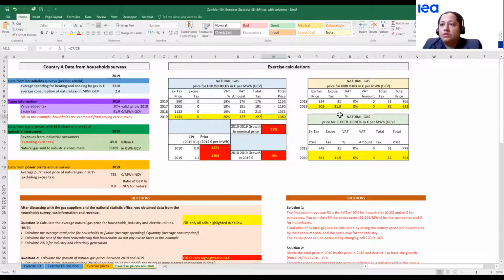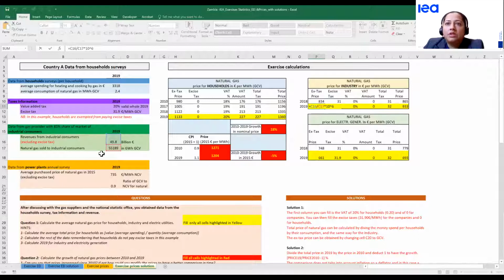Now let's do industry. For industry, what do we know here? We have the revenue from industrial consumption, and here it's precise, excluding excise tax, which is 49.8 billion euro. And also you have the quantity of natural gas sold to industrial consumers, which is this amount in gigawatt hour GCV. So here, your ex-tax price is your revenue divided by the consumption, the amount of gas sold to industrial consumers.